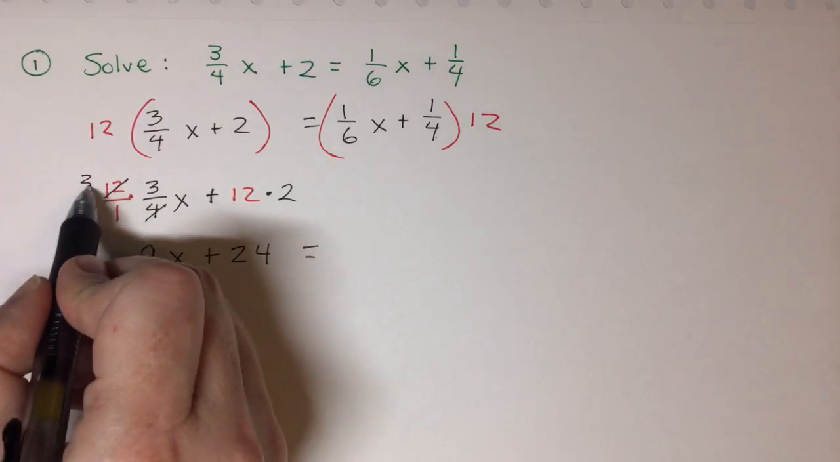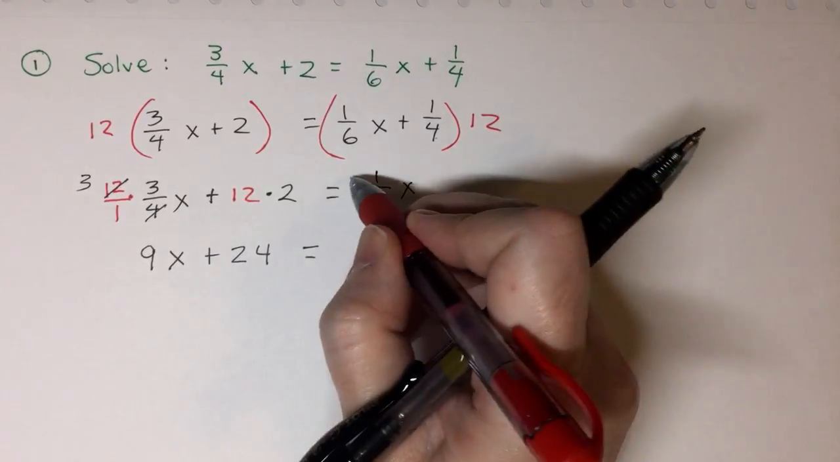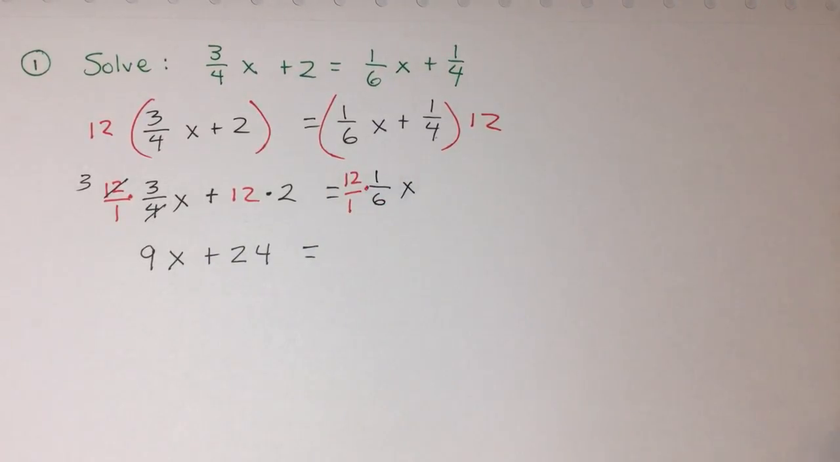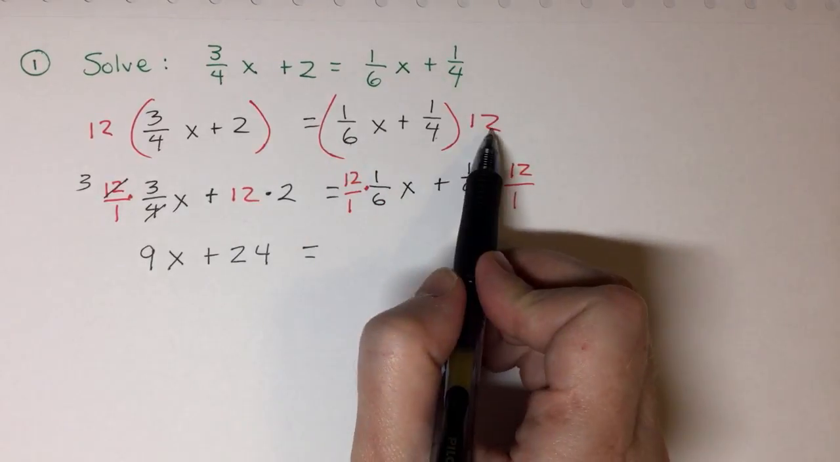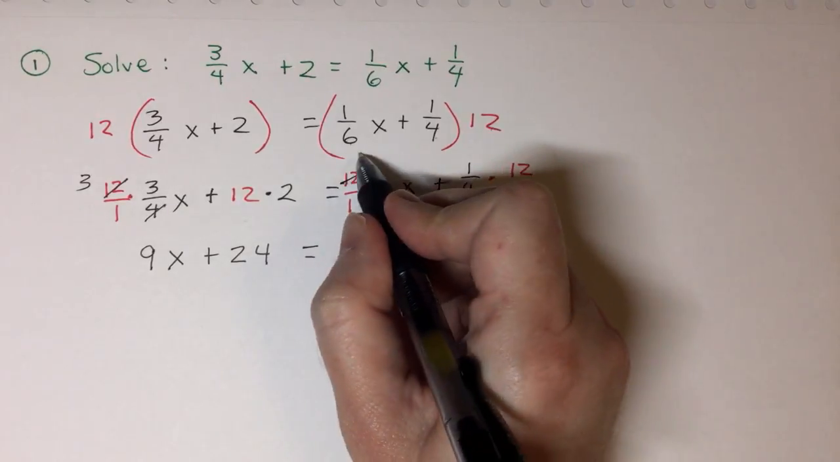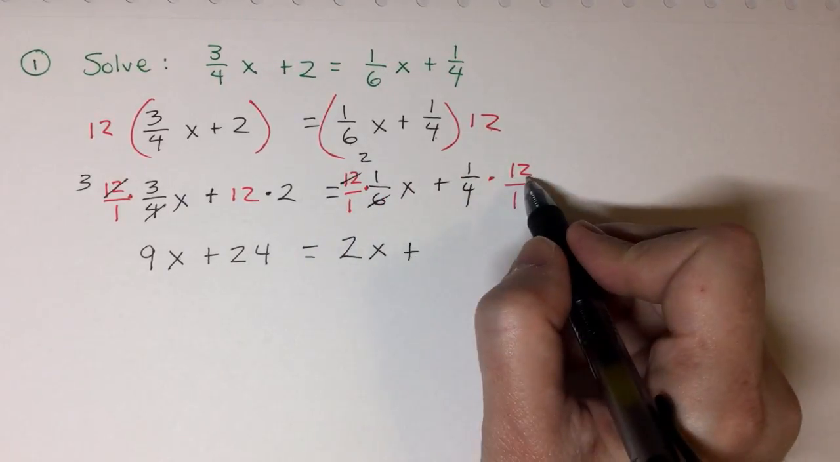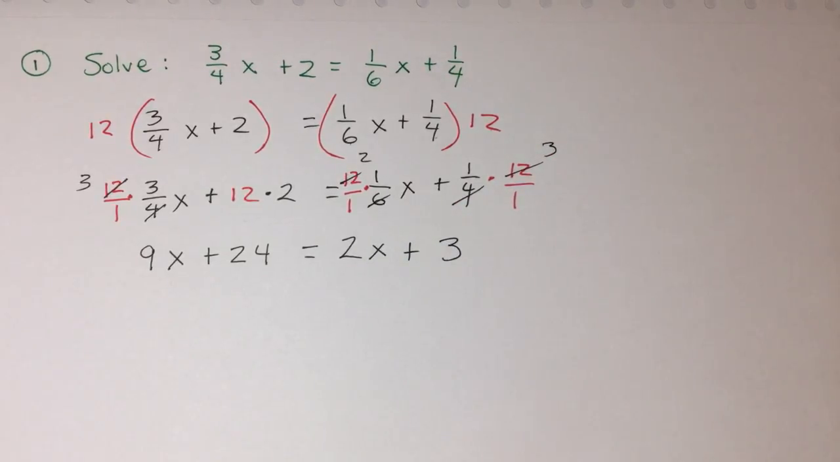4 into 12 3 times. Same thing here, 1/6 x, 12 over 1 times that, plus 1/4 times 12 over 1. Well, 6 goes into 12 twice. 2 times 1 is 2, so I have 2x. Matches up. 4 goes into 12 3 times. 3 times 1 is 3. And I've now got an equation that if I were comfortable with algebra tiles, I could use algebra tiles to solve, whereas I can't do that from the beginning.